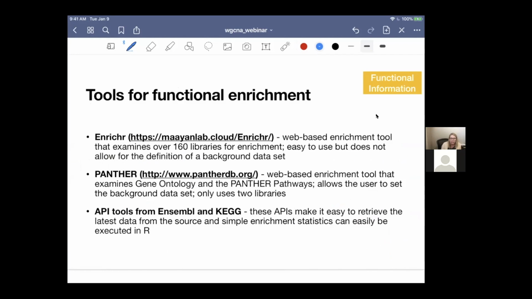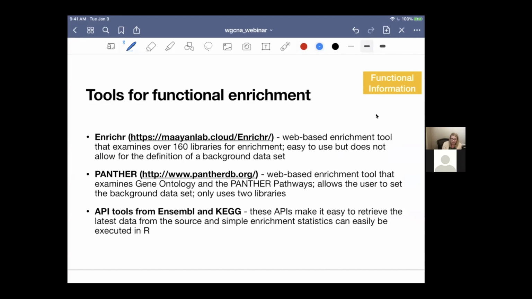Just to remind you and to give you a couple of resources for functional enrichment: EnrichR is one of my favorites. It's a web-based tool. It looks at over 160 different libraries, so not just KEGG pathways and gene ontologies. It's super simple to use if you've ever used it. The only drawback that I see is that it doesn't allow you to set a background data set. So if you want your background data set to only be genes that are expressed in brain, for instance, or ones that you have tested, it's not going to allow you to do that.